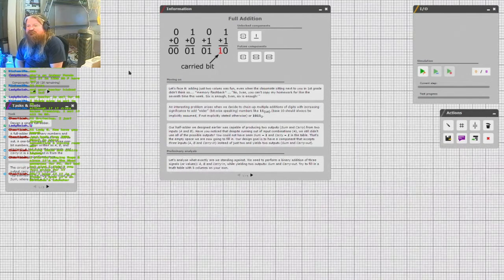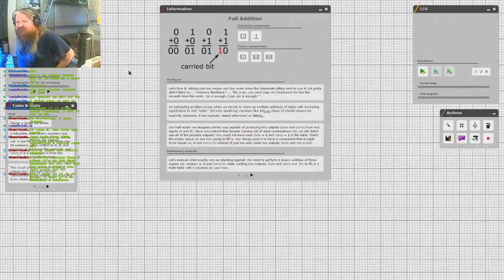An interesting problem arises when you decide to chain up multiple additions of digits with increasing significance to add wider, bitwise speaking, numbers like 11 in base 10. Base 10 should always be implicitly assumed, if not explicitly stated otherwise. Or, if you do it in binary, it's 1011.